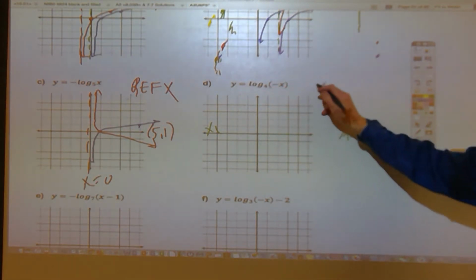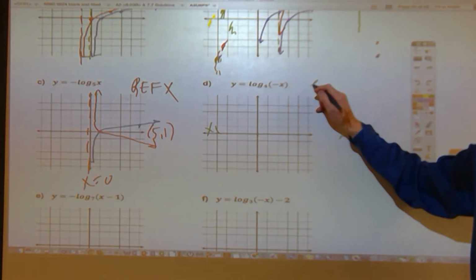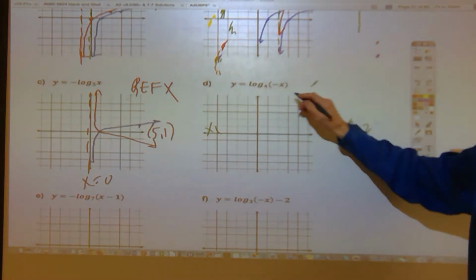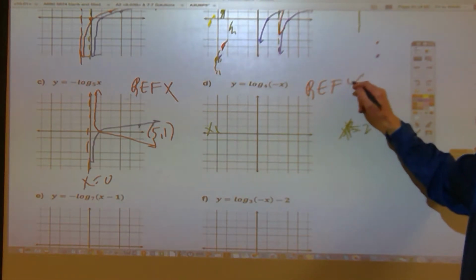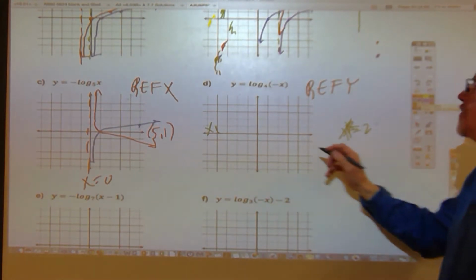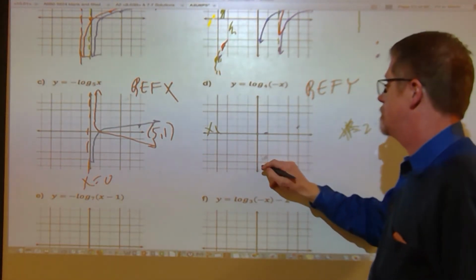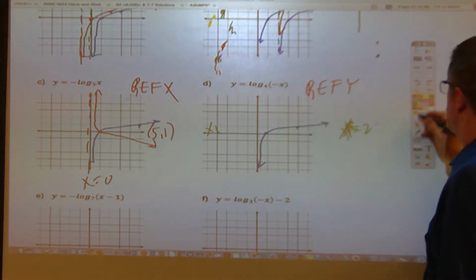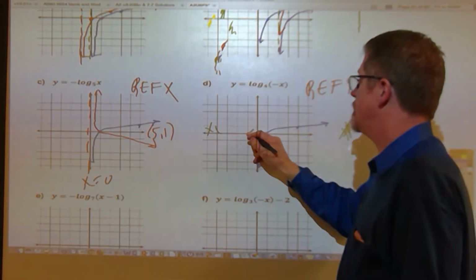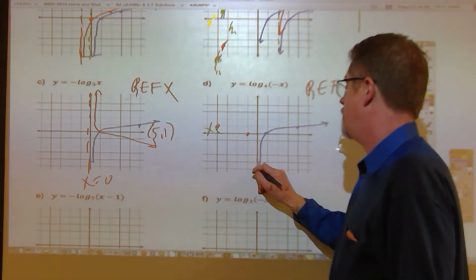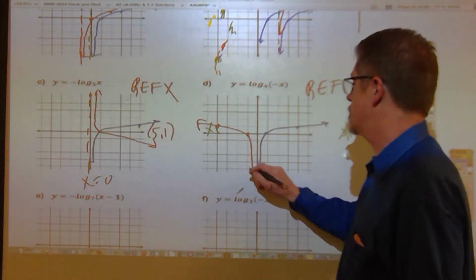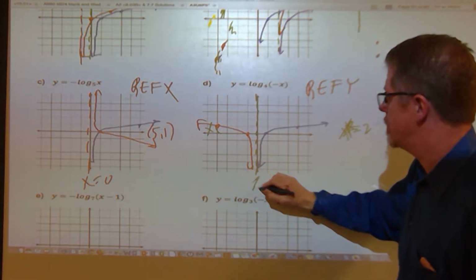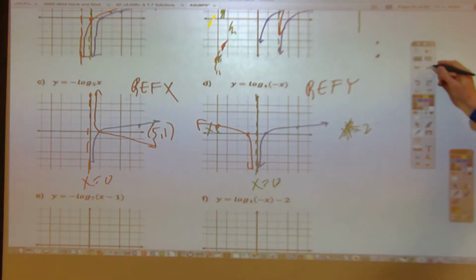So what's the documentation going to be this time? Yeah, when the negative is by the x, we reflect over the y-axis. And this was a weakness on the quiz, but you know what? Better late than never. You have a chance to redeem yourself. It's not too late to learn. So reflect that over the y-axis, and it goes like this. No full credit unless you label the vertical asymptote at x = 0.